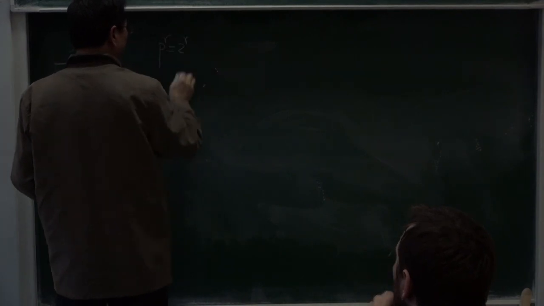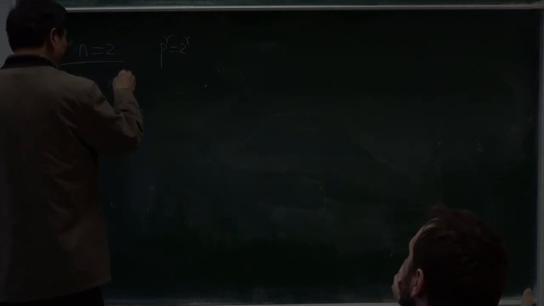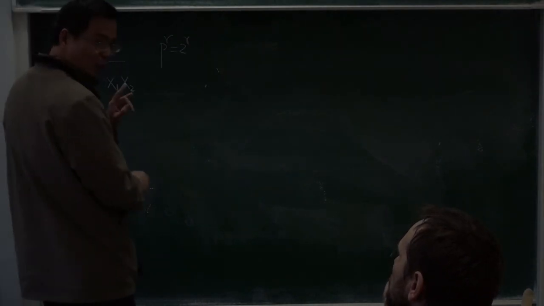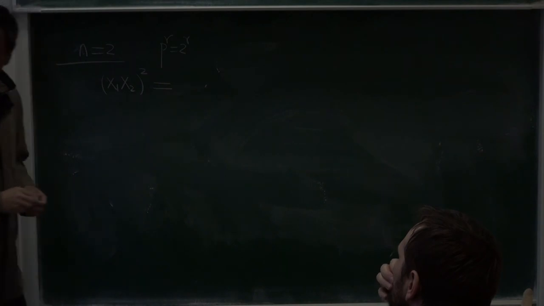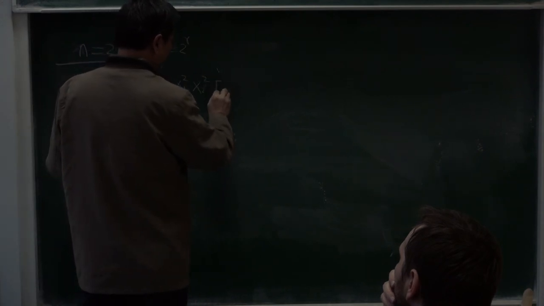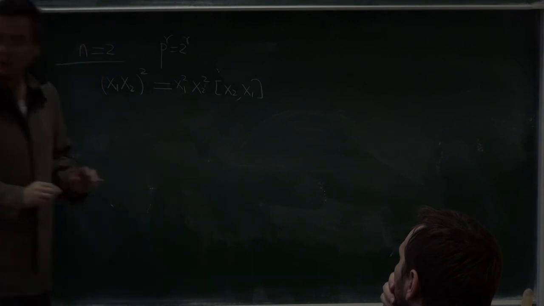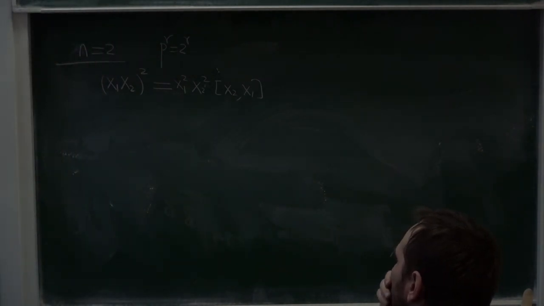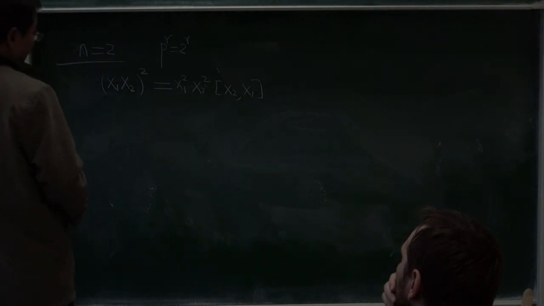Put m equal to 2. Now I put p equal to 2. I look at p to the r equal 2 to the r. Let's make some computation, see whether it makes sense. So I look at x1, x2. This is the element here. We already produced the formula: this square is equal to x1 square, x2 square, and x2, x1. That's what we computed.